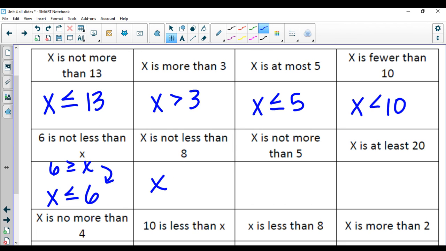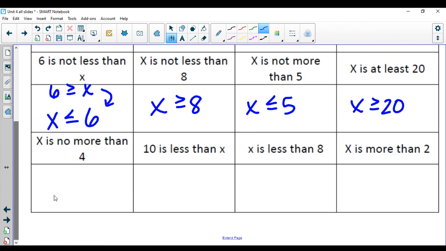X is not less than 8. So it means not less than 8, so greater than, but it could also be 8. X is not more than 5, so less than or equal to 5. X is at least 20, greater than or equal to 20. X is no more than 4. X is less than or equal to 4.